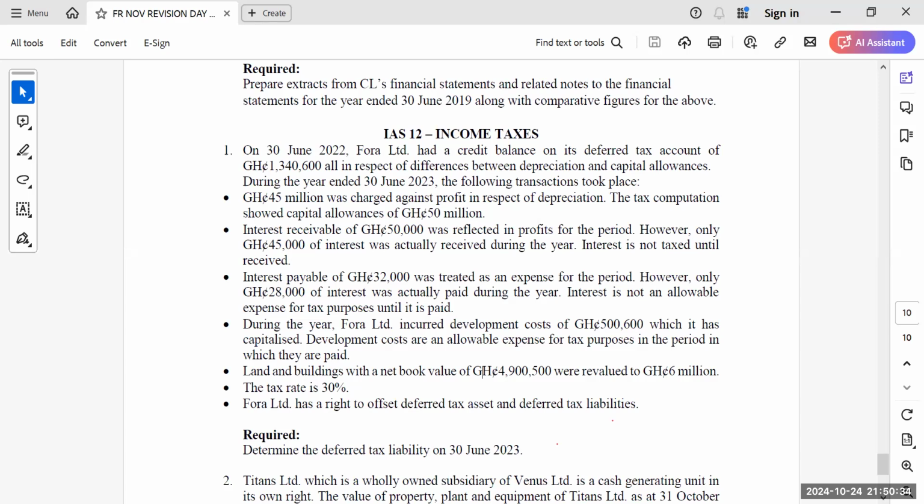Four, during the year, Fora Limited incurred development cost of 500,600 Ghana cedis, which it has capitalized. Development costs are an allowable expense for tax purposes in the period in which they are paid. Land and building with a net book value of 4,900,500 were valued at 6 million Ghana cedis. The tax rate is 30%. Fora Limited has a right to offset deferred tax assets and deferred tax liabilities, as required. Determine the deferred tax liability on 30th June 2023.